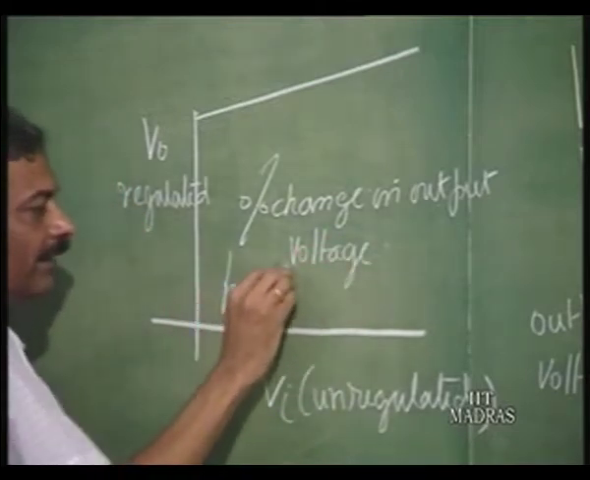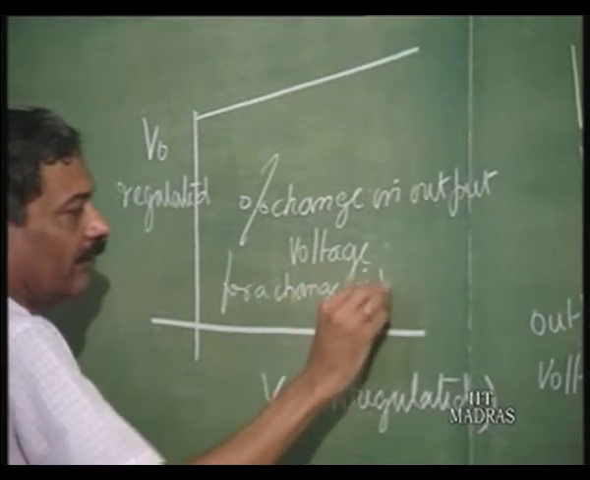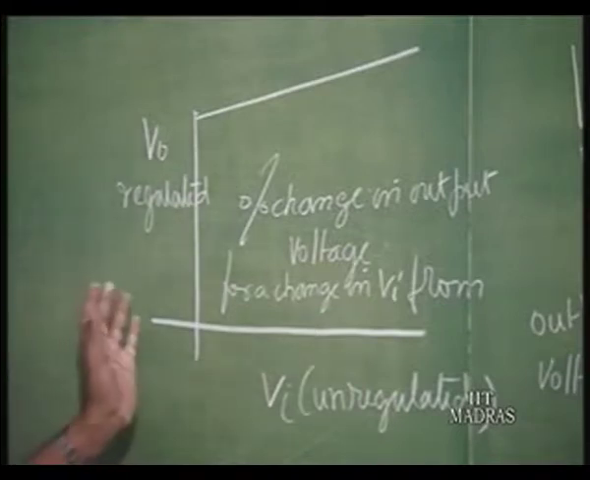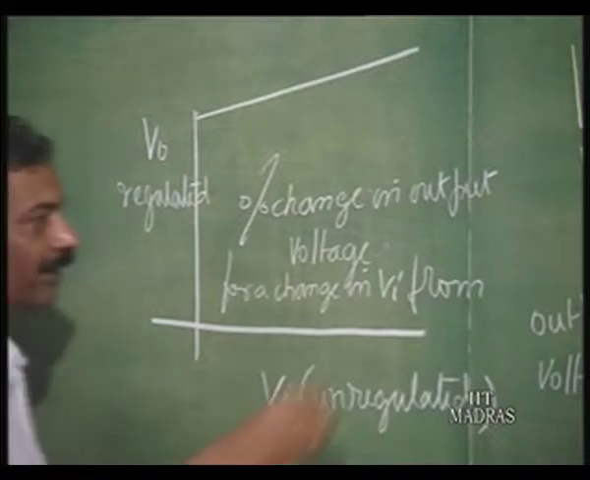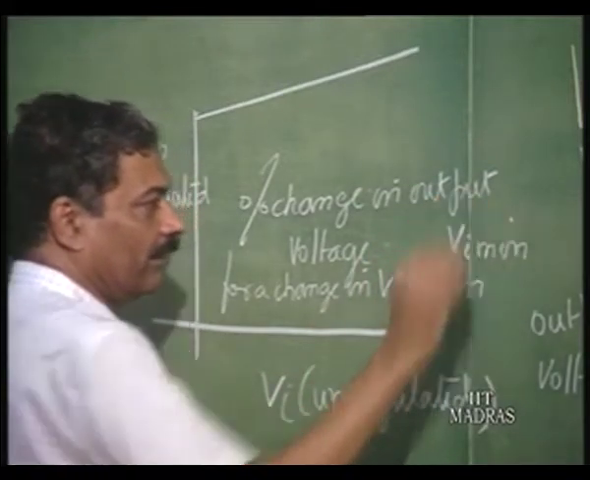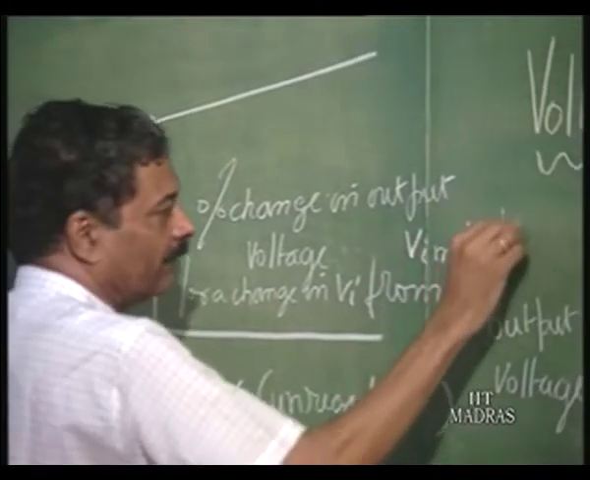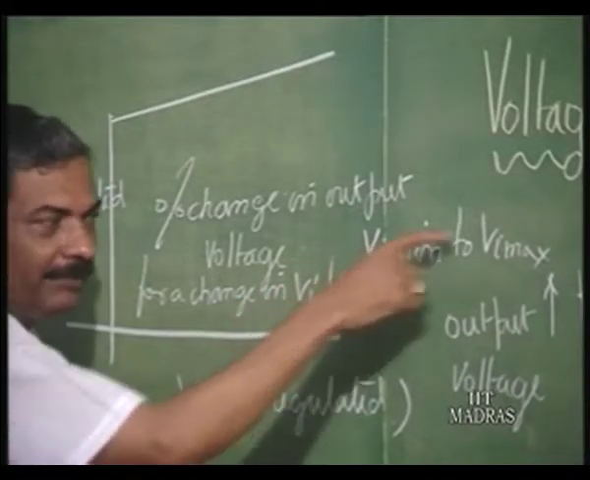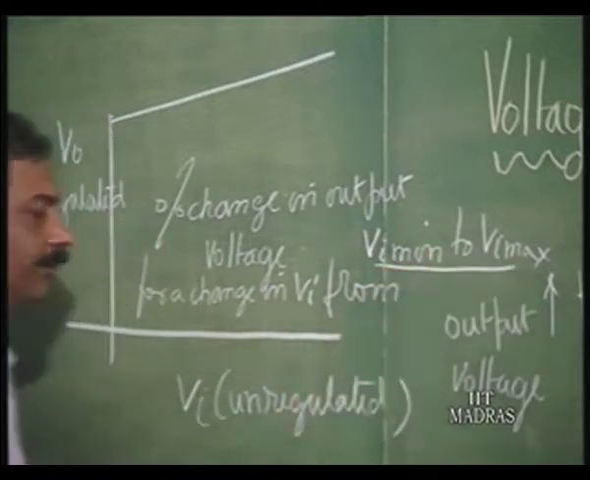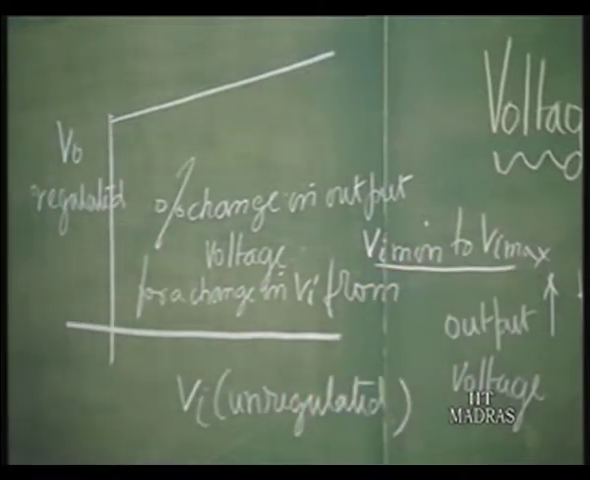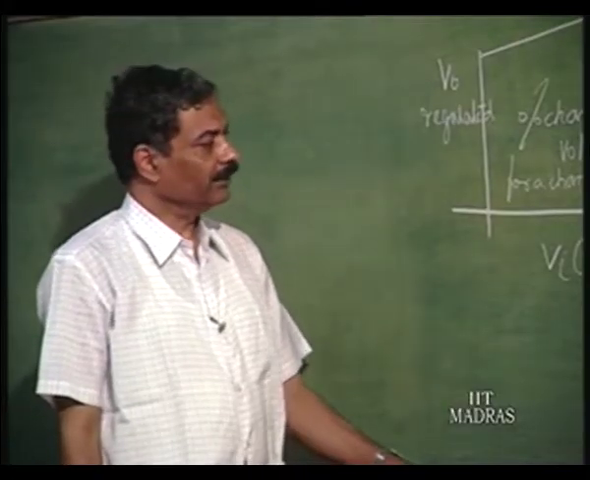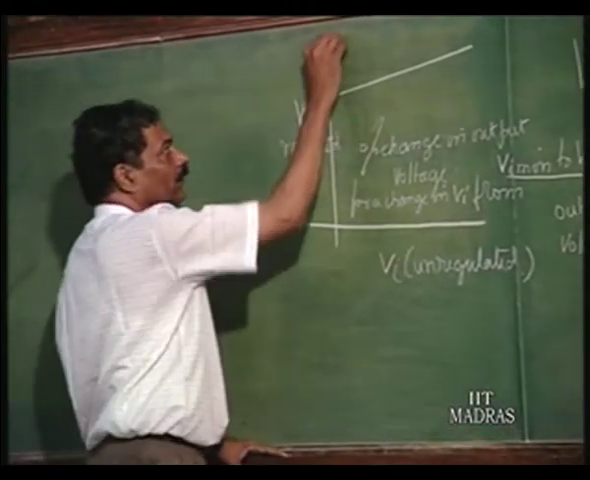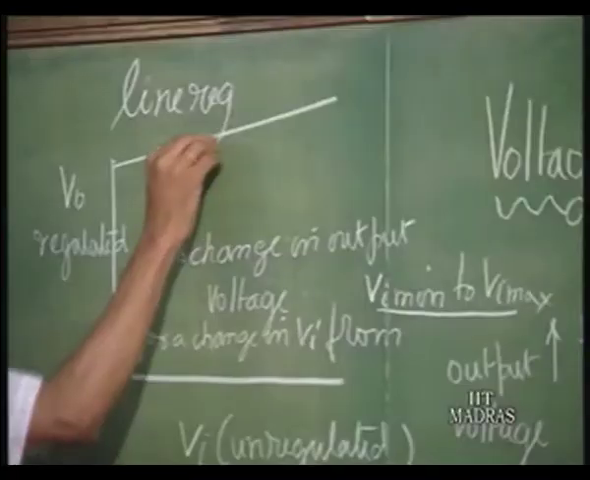For a change in V I from, obviously here it cannot start from 0, because we cannot get a V naught without any V I. So, it should be starting from the minimum possible V I to the maximum. There is a limit, both minimum and maximum, within which the voltage regulator is supposed to act as a proper regulator. So, for this kind of change, what is the percentage change in voltage? That is called line regulation.